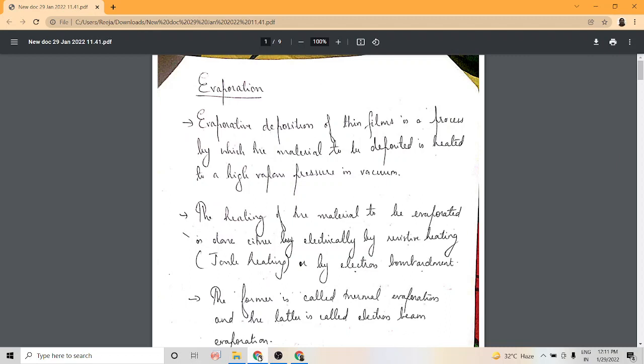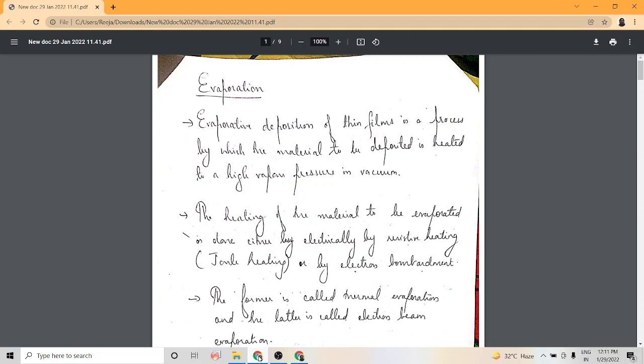So, evaporation or evaporative deposition of thin films is a process by which the material to be deposited is heated to a high vapor pressure in vacuum. That is, the material to be deposited is taken and heated to a high temperature. Then the material begins to vaporize and the vapor is allowed to condense on the substrate and thus the thin film deposition is attained.